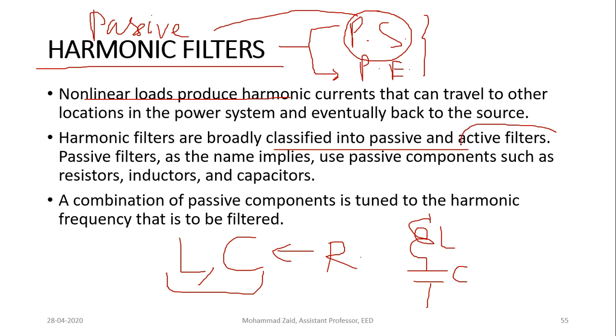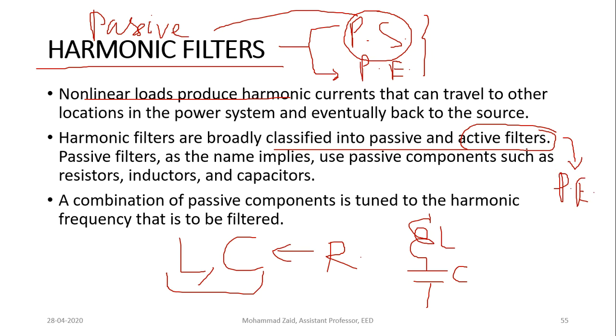What do you mean by passive filters? I already told you, they are made up of passive elements, usually L and C. They are popular in power system applications because of their greater reliability. Active filters are basically used in power electronics applications. Why power electronics applications? Because power system applications require very high rating devices.